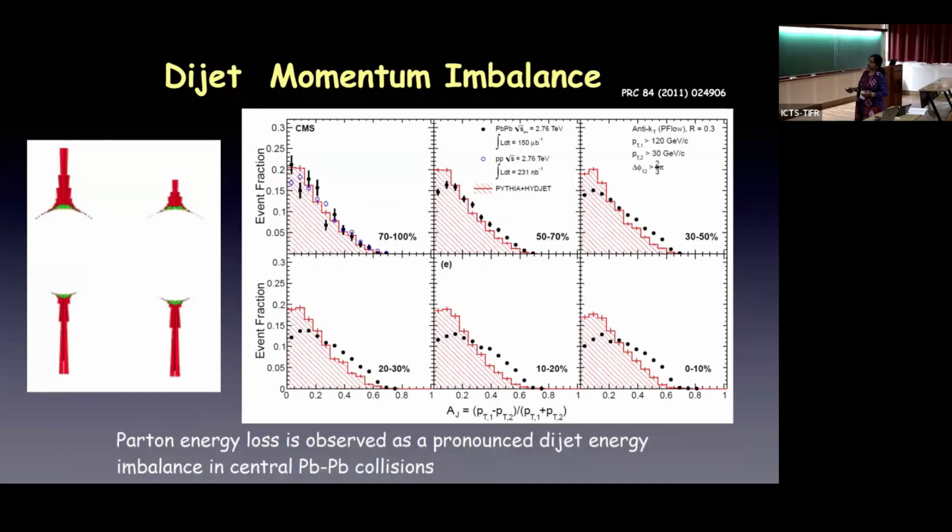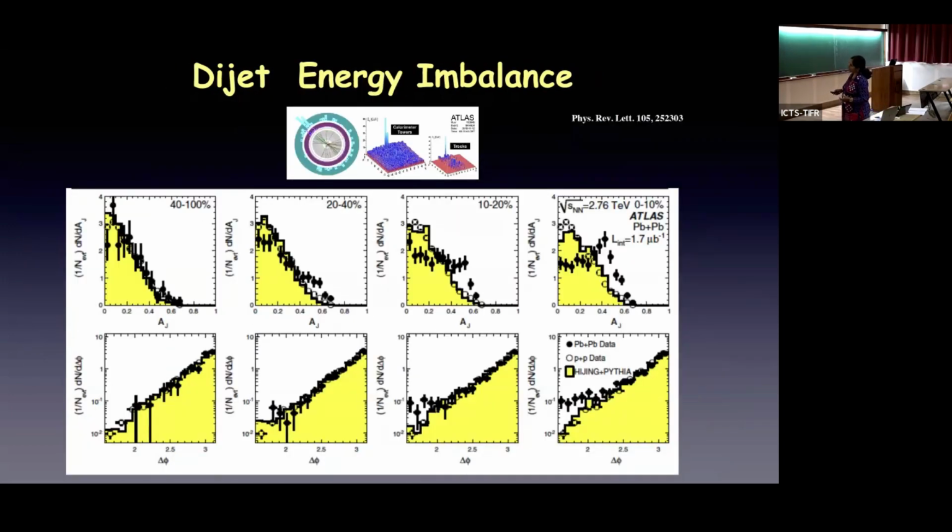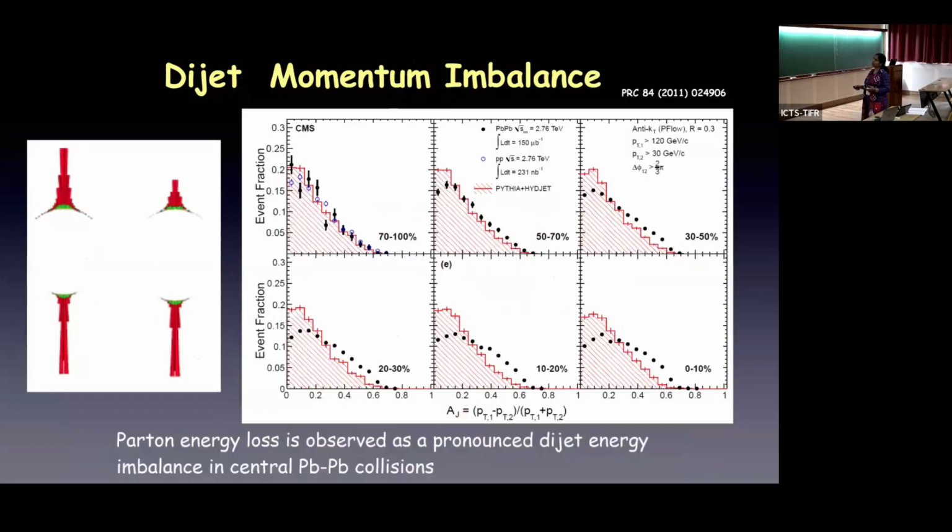This was done in energy because the data was taken from the calorimeter. Then you have the dijet momentum imbalance, which was measured by the CMS experiment. It's a complementary measurement. Here also they see similar behavior. So you have a comparison, and see here they mention the pT of the leading jets and the pT of the subleading jets.